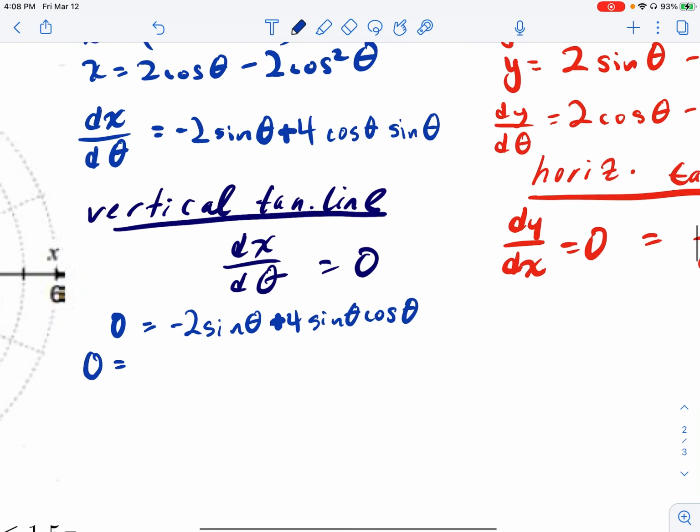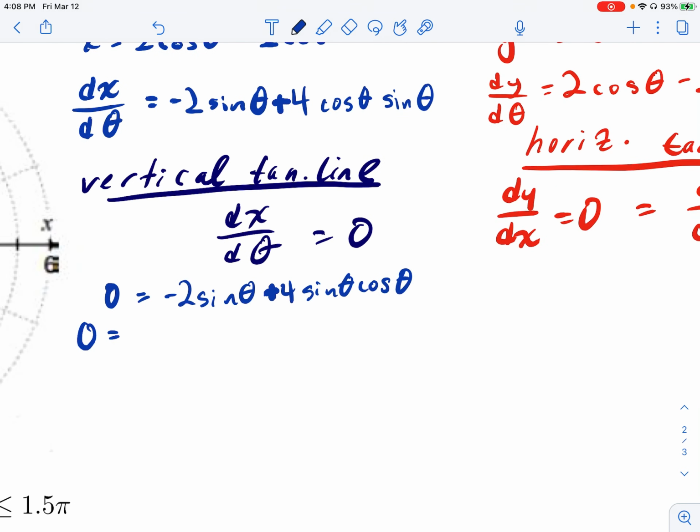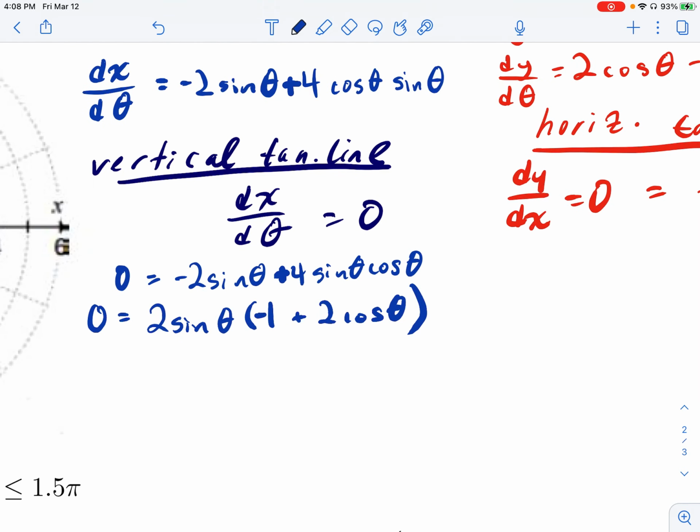There we go. So if I factor out 2 sine theta, what are we left with? I'm left with negative 1 plus 2 cosine theta. So now that we have that, let's set each one of our factors equal to 0. So sine theta is equal to 0, and cosine theta is equal to positive 1/2. So what values of theta make sine equal to 0? Well, there are two options: we have 0 and we have pi.